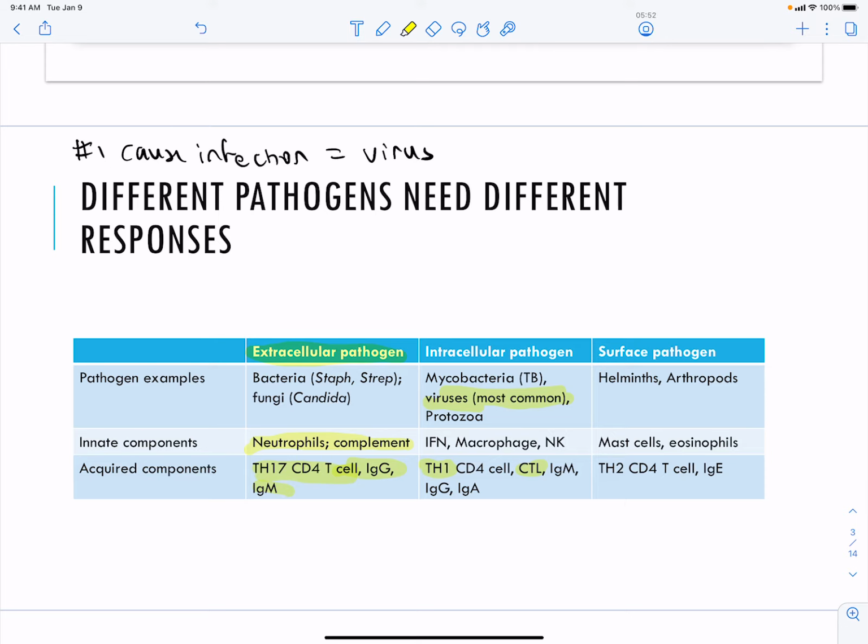Our surface pathogens are going to be our helminths, worm infections, arthropods. These are going to require the mast cells, eosinophils, and the Th2 response. The Th1 response is not effective. CD8 T cells cannot see anything extracellularly. Neither can NK cells. And so these have to be driven by a Th2 response.